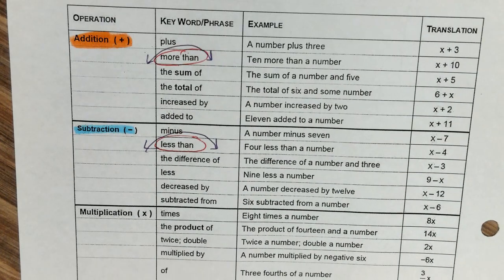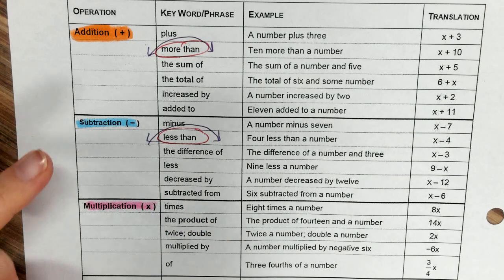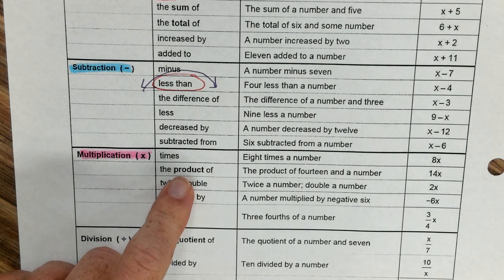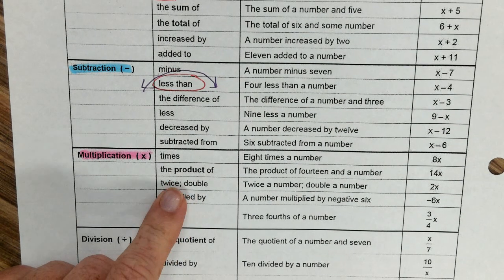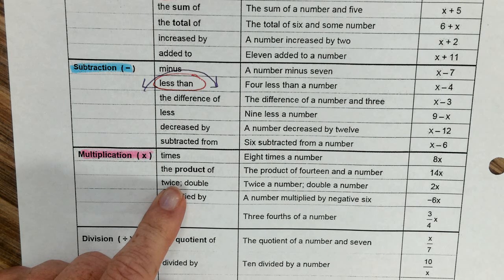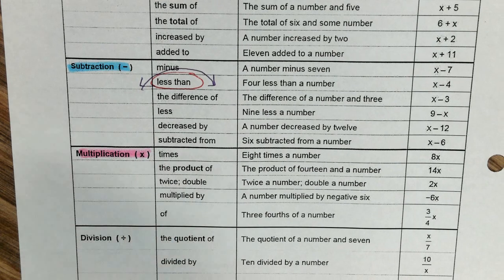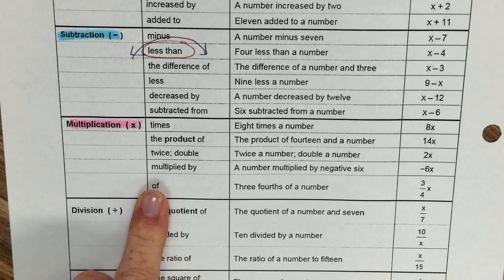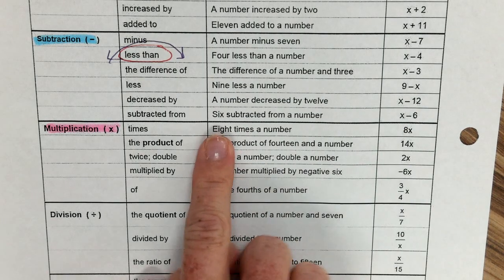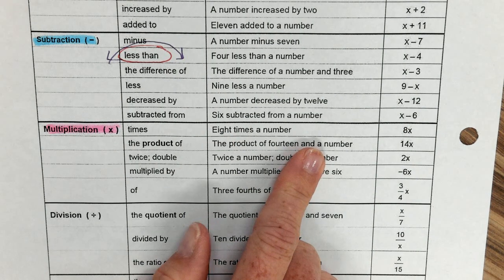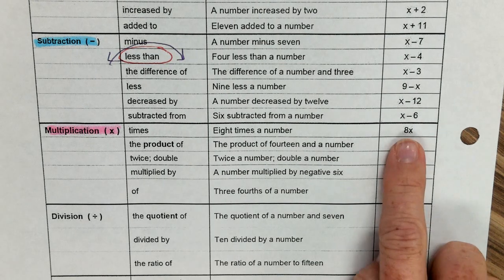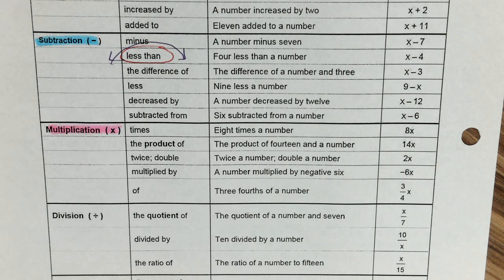Let's look at words for multiplication. Times. Product. They love the word product. That means multiply. What does twice mean? Double. 2 times 2. Double also means times 2. What does triple mean? Times 3. Multiplied by and of. They love of. Of means to multiply. Now, look at their examples. If I say 8 times a number, I don't write 8 and then a multiplication sign and then x. I just put 8x. Got it?